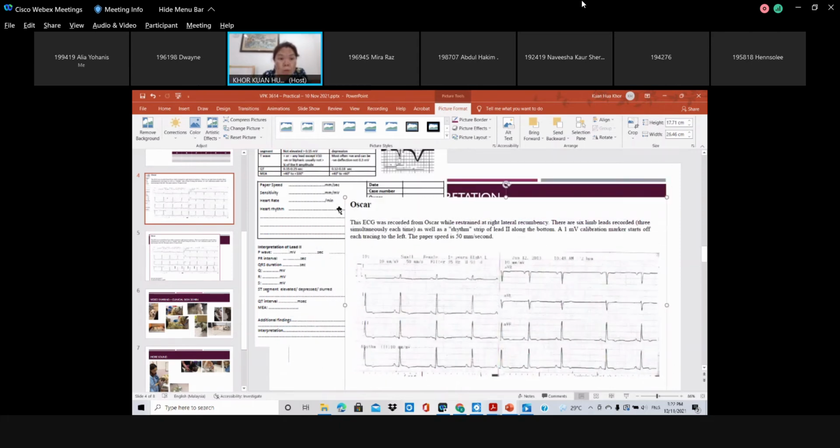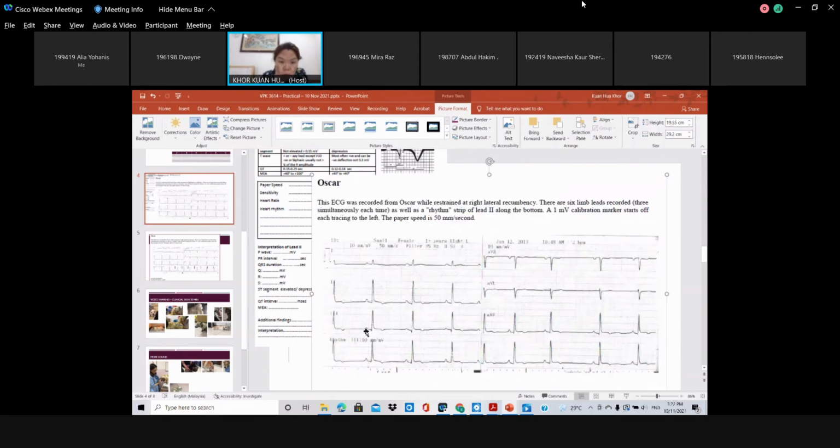Okay, so QRS duration. How many boxes do you think? It's underneath over here. This is about what? 2 boxes? Okay, 2 boxes. So the duration should be 0.04 second.